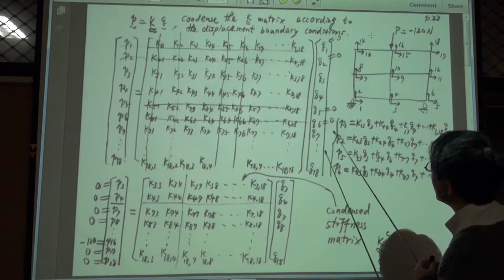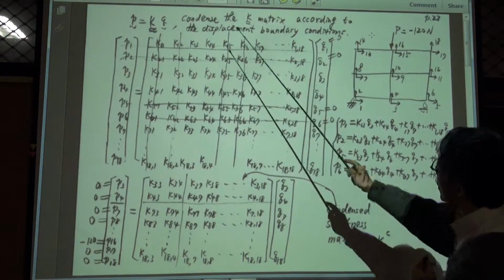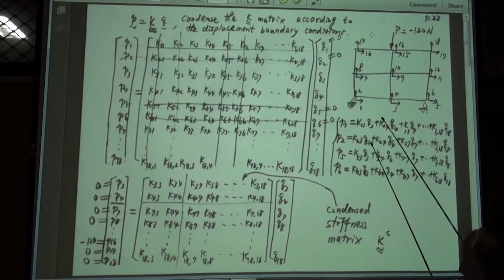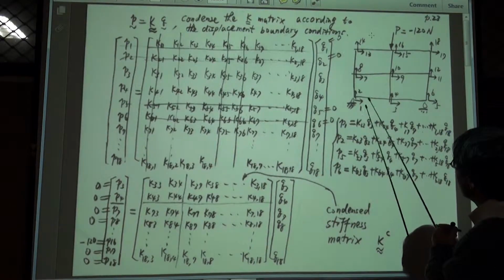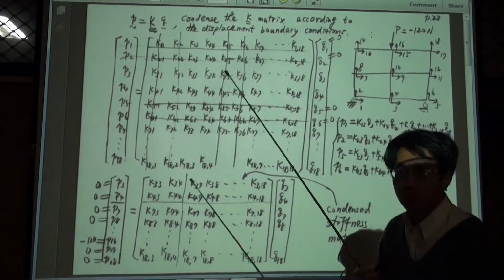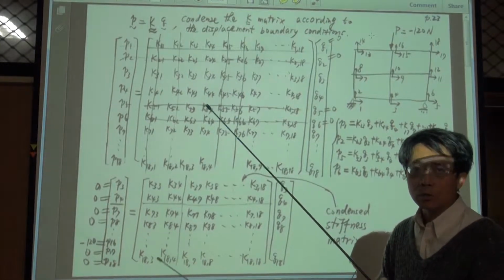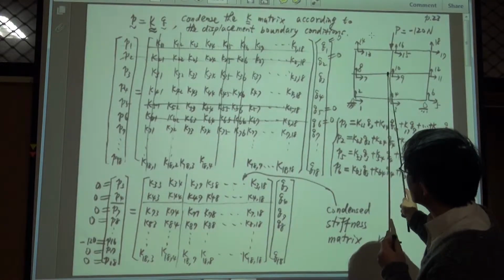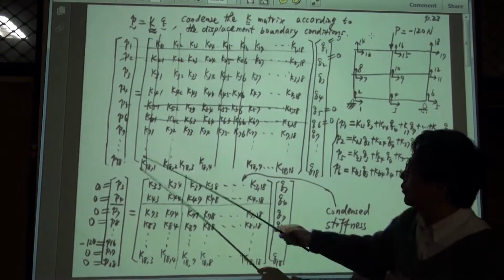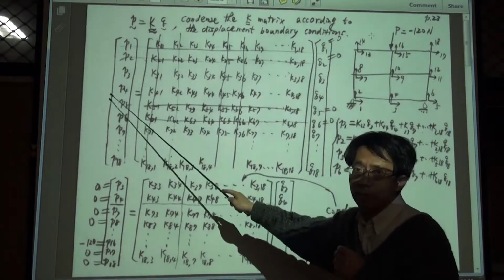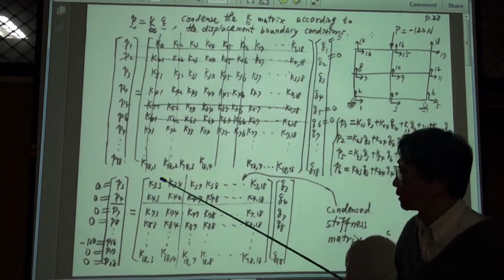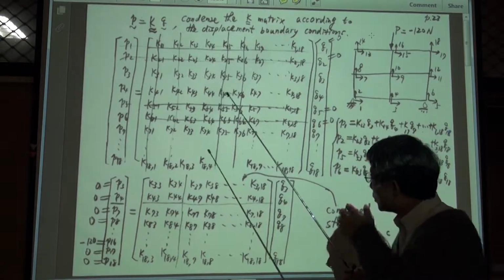Now we want to do the condensation. Condensation, okay. What do you mean? The meaning is this. See, we want to find out the nodal displacement. We want to find out the deformation, right? So we want to find out the nodal displacement of each node, right? So the unknown is here. The condition is given here because this is the external force, right? This is the external force given. So we want to find out here.